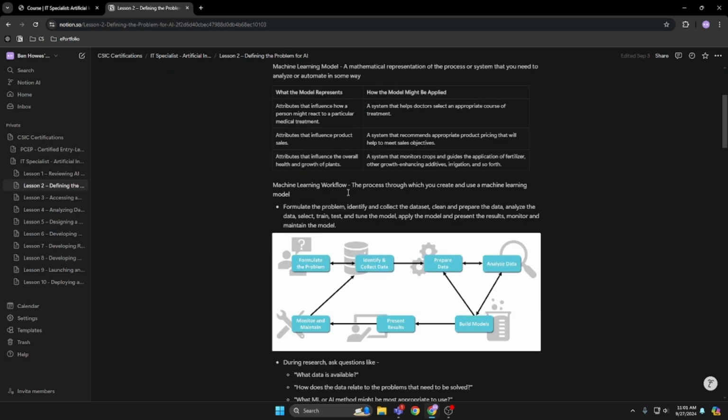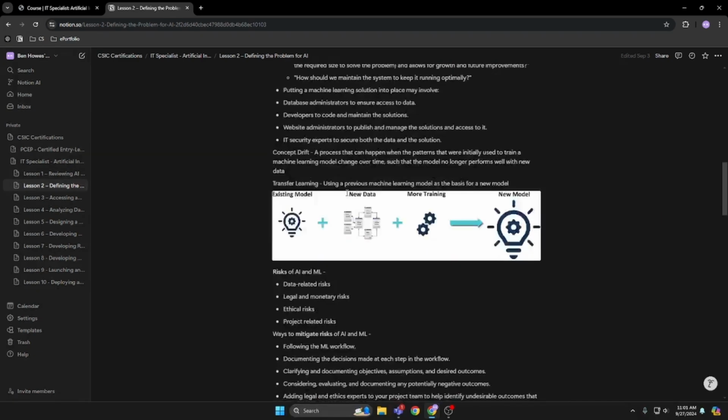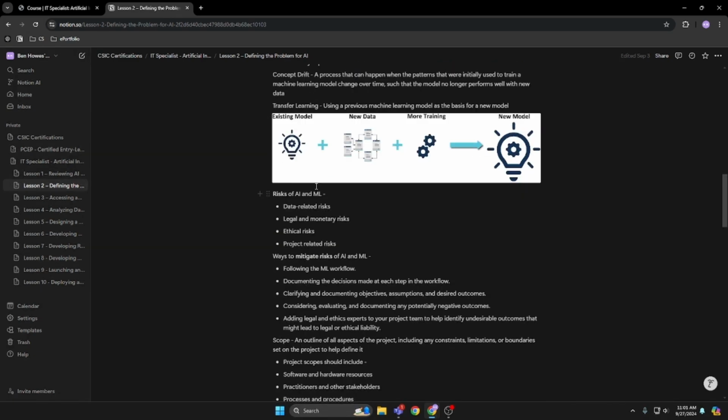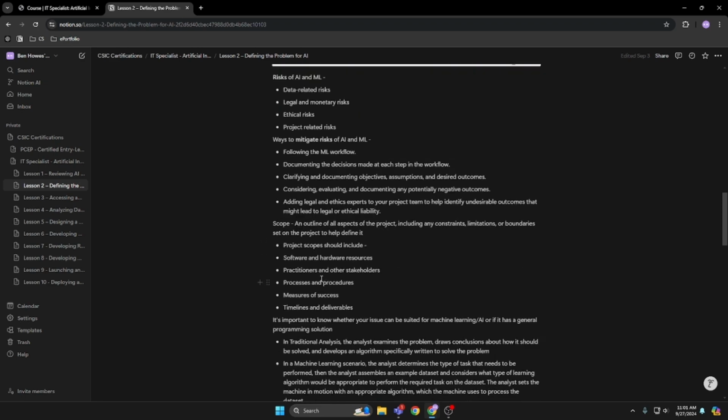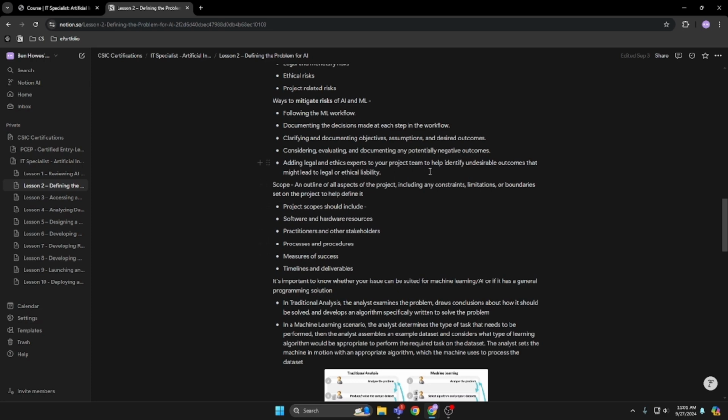It goes over the risks of AI and machine learning, ways to mitigate those risks, and different things like the scope of your project, which is pretty much looking at all of the things that you will need to make your project work, which is good to have as an outline of your project.